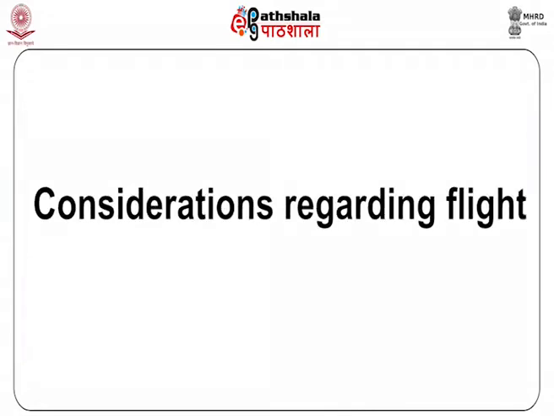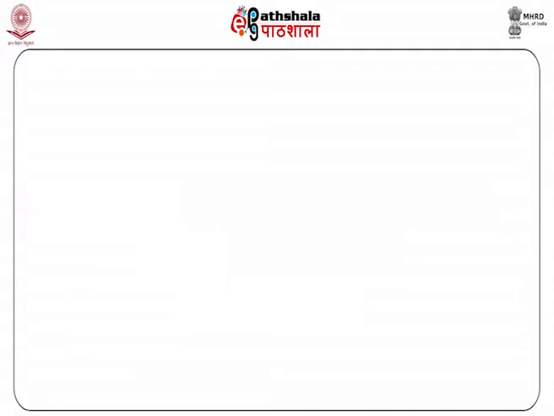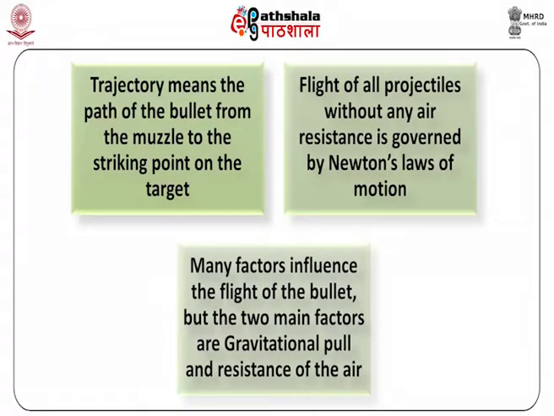There are three basic considerations regarding flight of projectiles which are mentioned below in brief. Trajectory means the path of the bullet from the muzzle to the striking point on the target, and it is in the form of a parabola. The flight of all projectiles, whether through the air or in the vacuum, without any air resistance, is governed by Newton's law of motion.